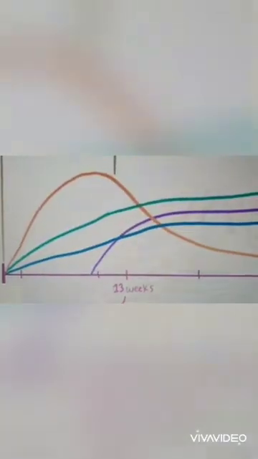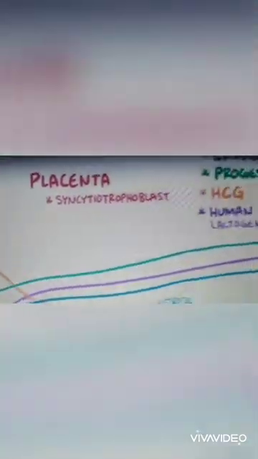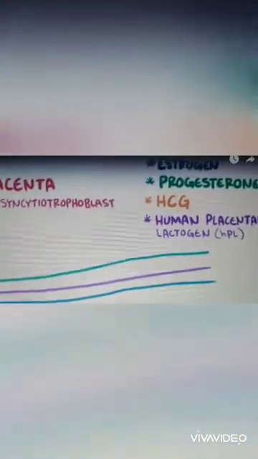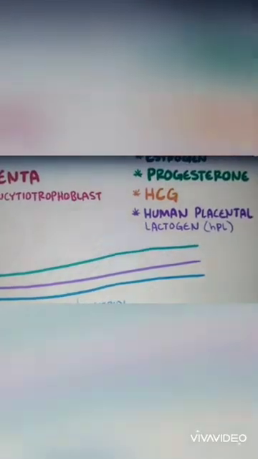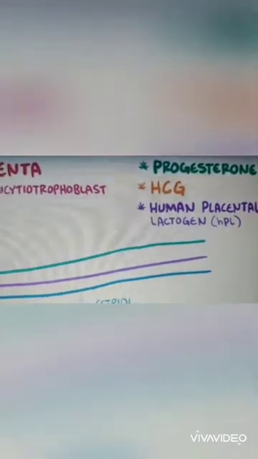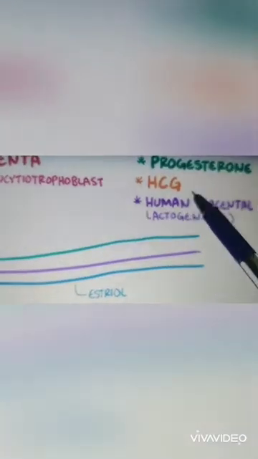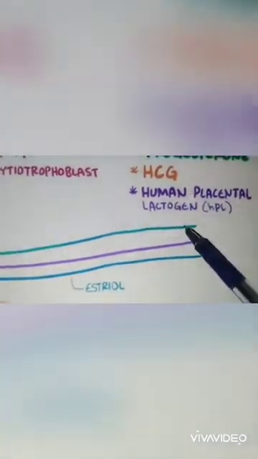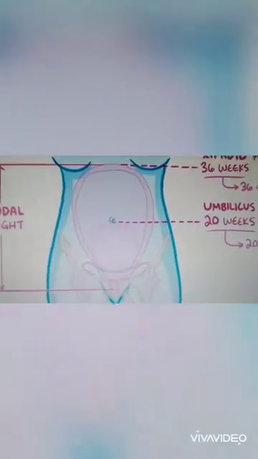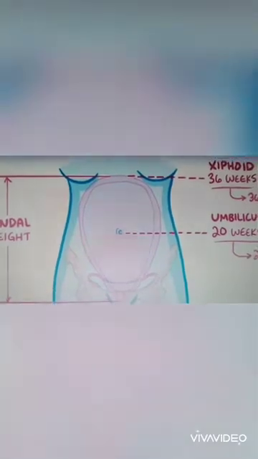In the first trimester, weeks 1 to 13, the corpus luteum and the placenta will produce hormones like estrogen, progesterone, HCG and human placental lactogen. The main use of this human placental lactogen is that it makes glucose available to the fetus. So the first change which occurs is the change in the uterus length.